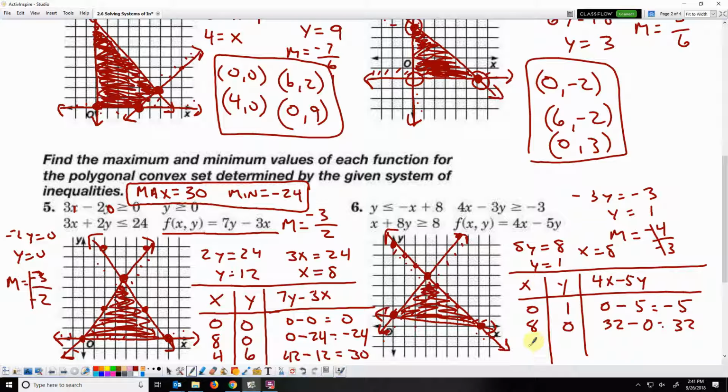And my last coordinates are at 3, 5. So when I plug in a 3 here, 4 times 3 is 12, minus 5 times 5 is 25. And I get negative 13. So the maximum is the highest output, which was 32. The minimum is the lowest output, which was negative 13.